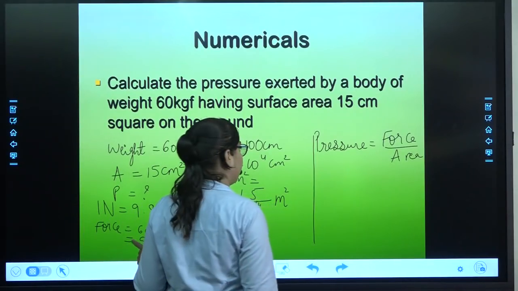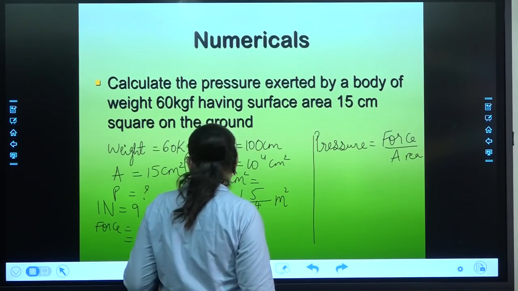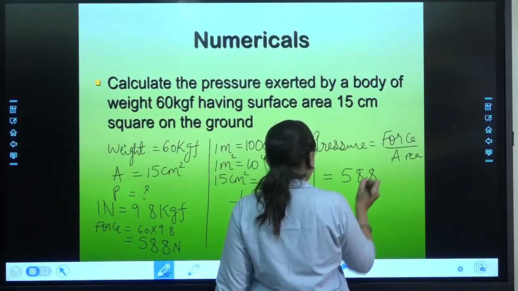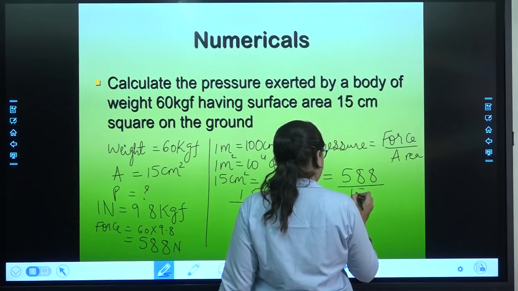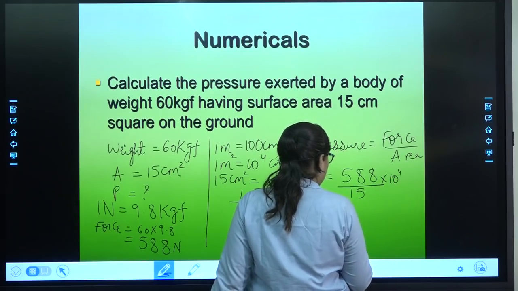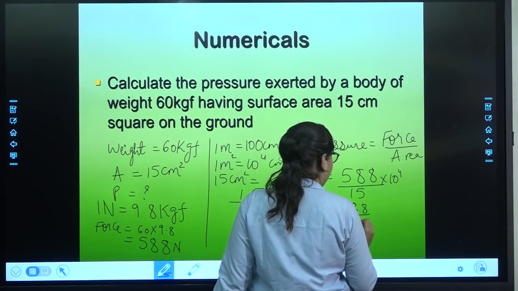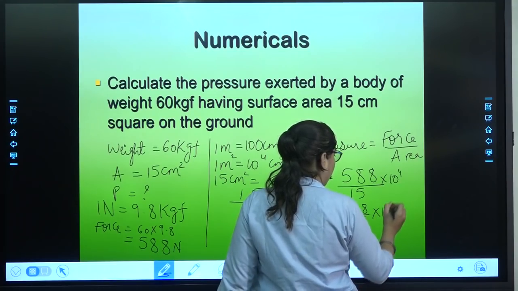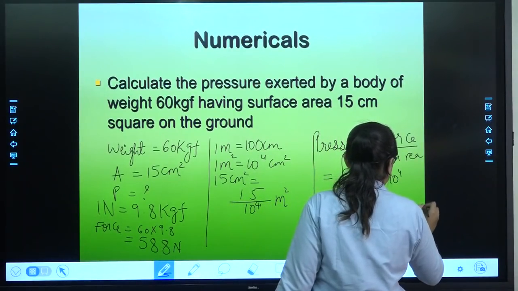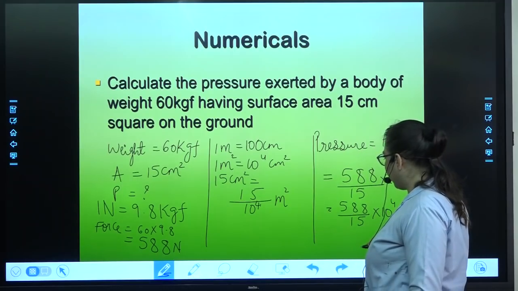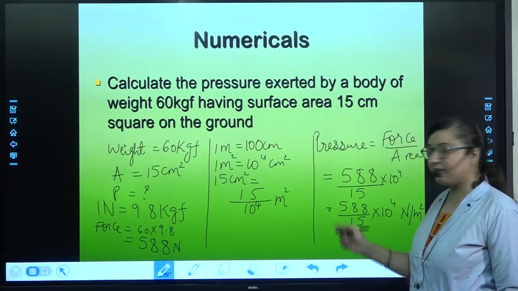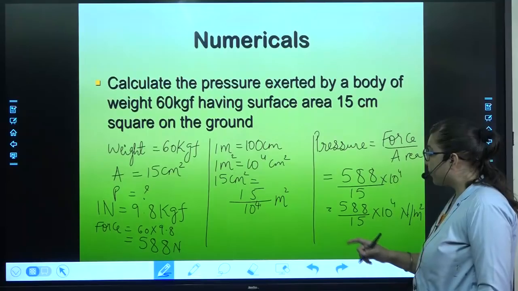So let's have a look at the given concept. Pressure is 588 upon 15 upon 10 raised to 4. That will go up, so it will become positive. So it's 588 upon 15 into 10 raised to 4. If you wish, you can evaluate, otherwise leave it. This many Newton per meter square. If you divide it, you will get 39 point something, but it's okay if you leave it.